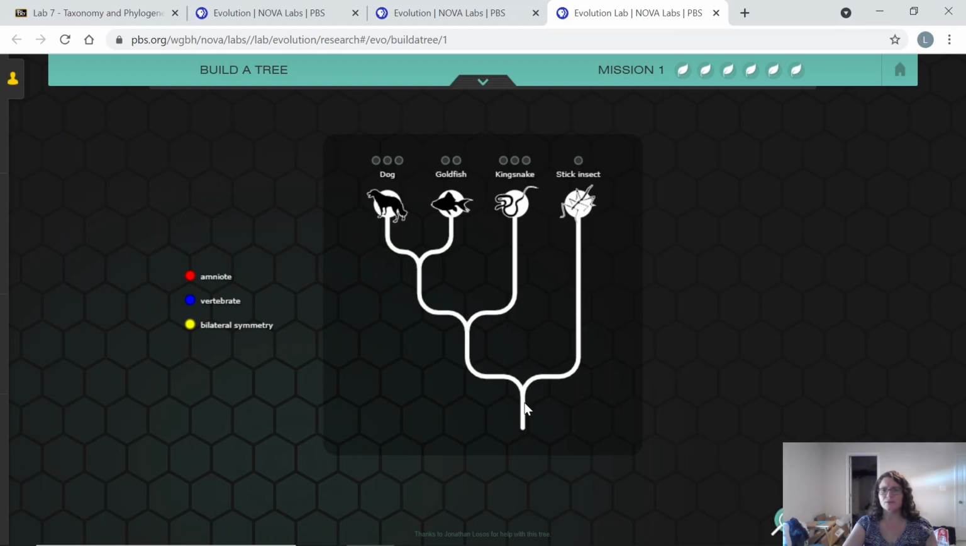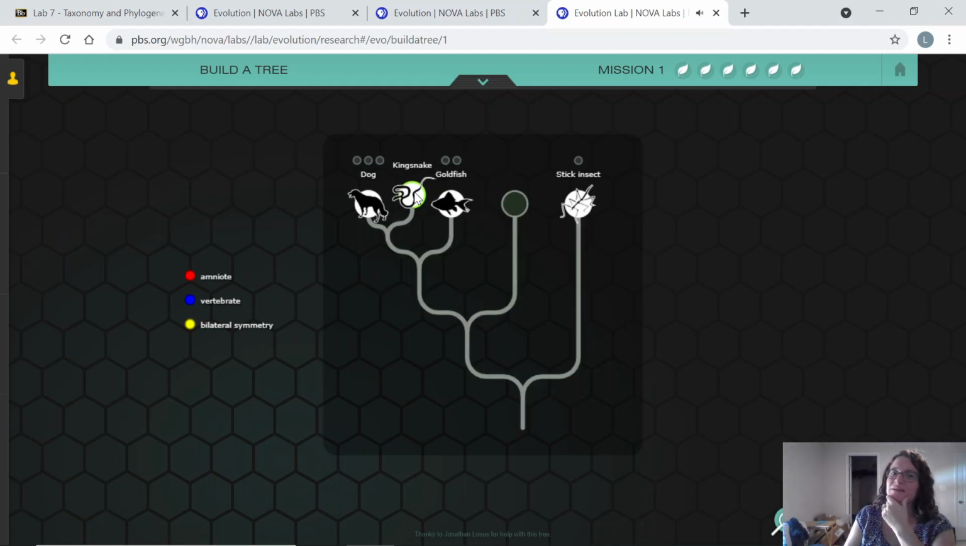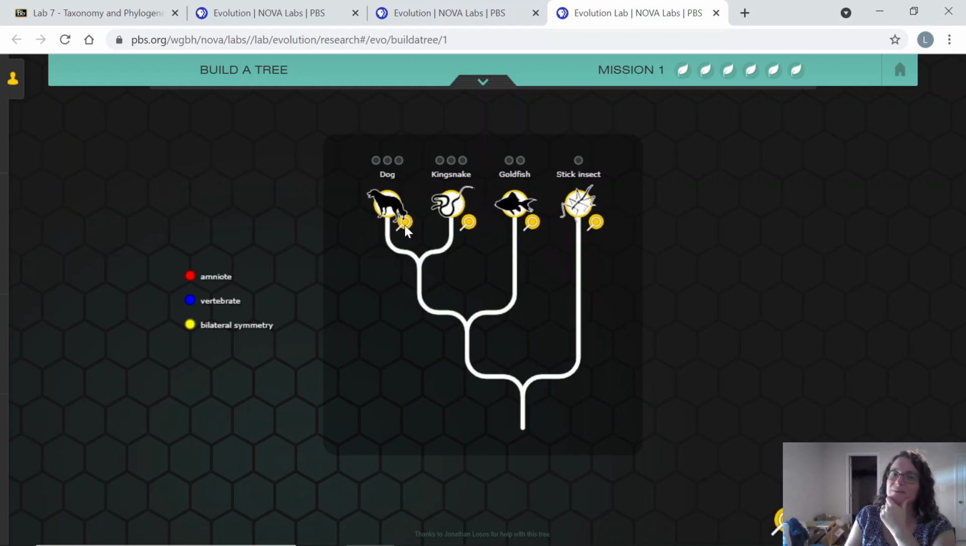Note the stick insect only has one thing in common with all of these. This one's likely what's called an outgroup, where it has something that's similar to the rest of these, but that's it. So we're going to learn about their traits and then see which ones are actually more closely put together. With some of these simpler ones, you can cheat a little bit and look at this and say, oh look, dog and king snake both have 3. I bet that they have all 3, but check them to see.